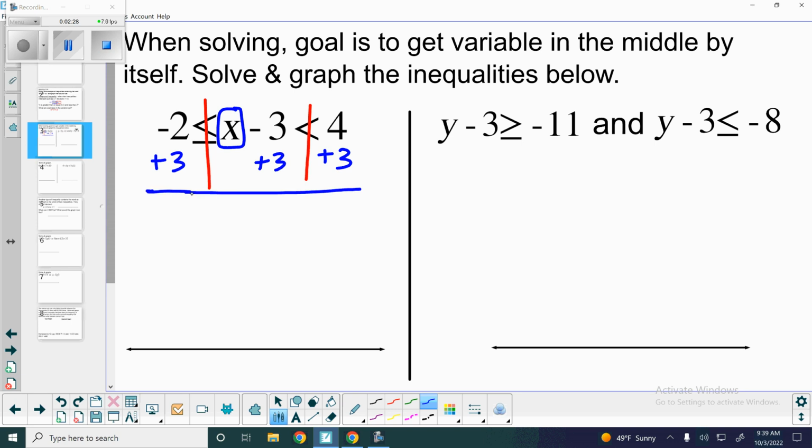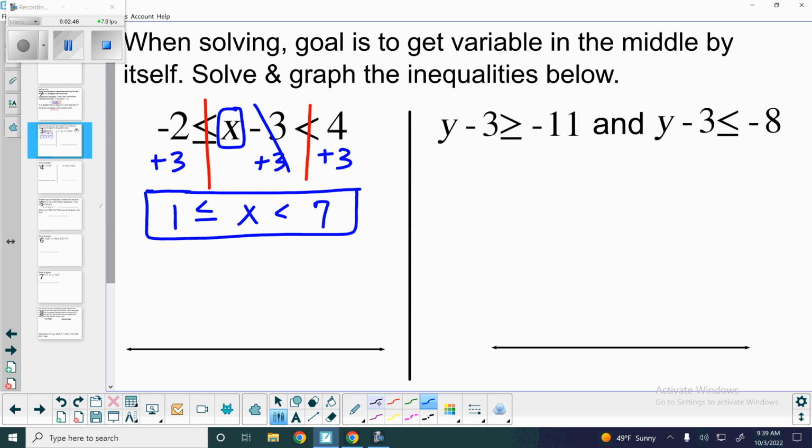When I do that, I have negative 2 plus 3, that's going to be 1. In the middle here, this is gone and I just have x. And on this side, I have 7. So now that your variable is isolated in the middle by itself, this would be your final answer. x is greater than or equal to 1, but it's less than 7.